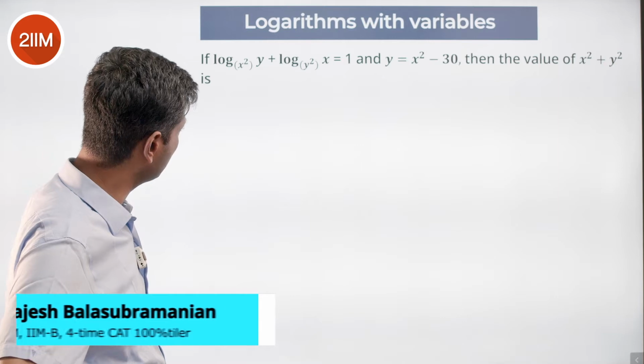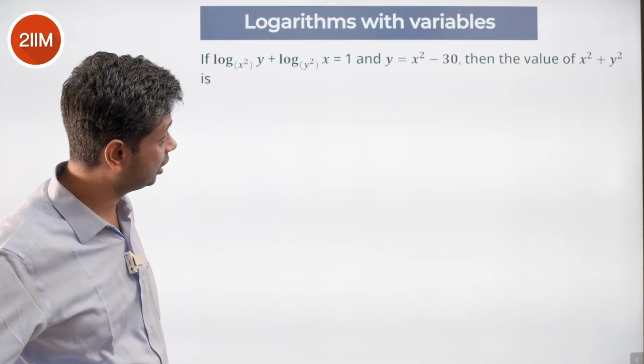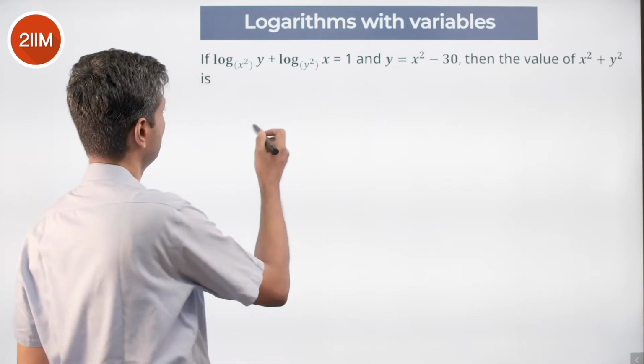Log y to the base x square plus log x to the base y square equal to 1. Y equal to x square minus 30. The value of x square plus y square is a very interesting question. Let's see how we go about this.